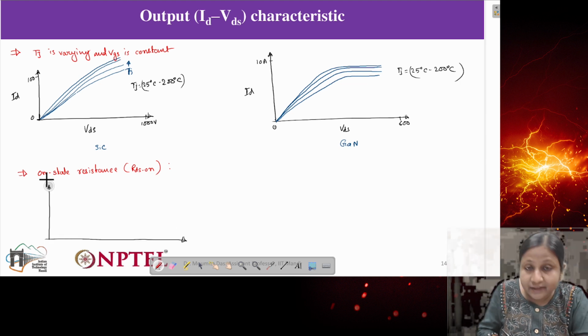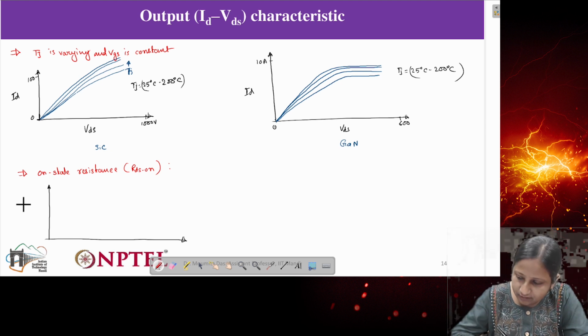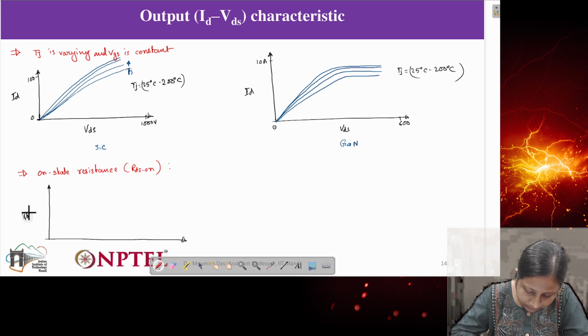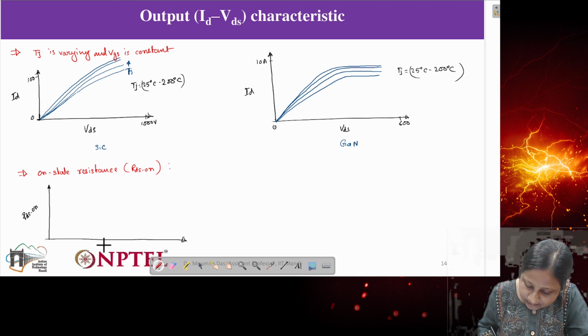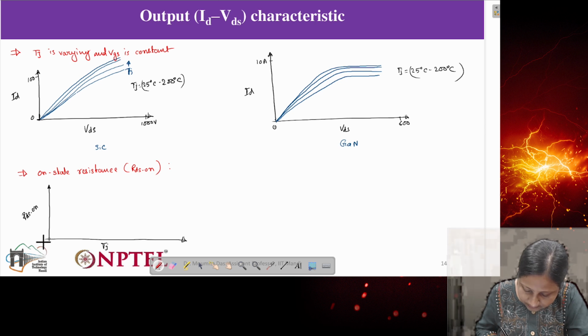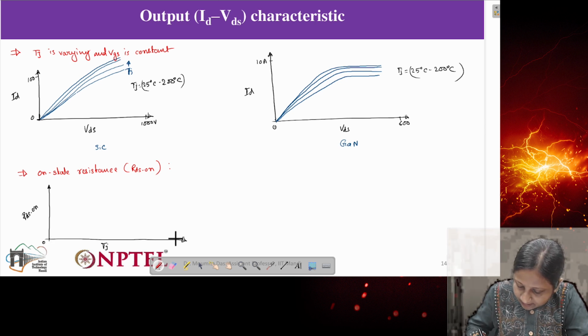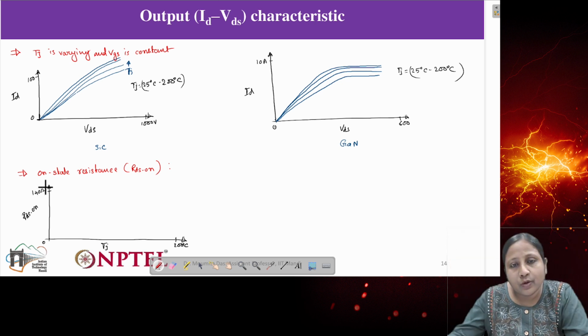So this RDS on means it is having the information of ID and VDS. So this we can actually plot, and this will change with respect to temperature. Then junction temperature, with respect to that only we have to plot. So this is 0 and this is junction temperature, let's say maximum 200, that is what we have considered. And this RDS on, let's say for silicon carbide it is varying 0 to 140 ohm.